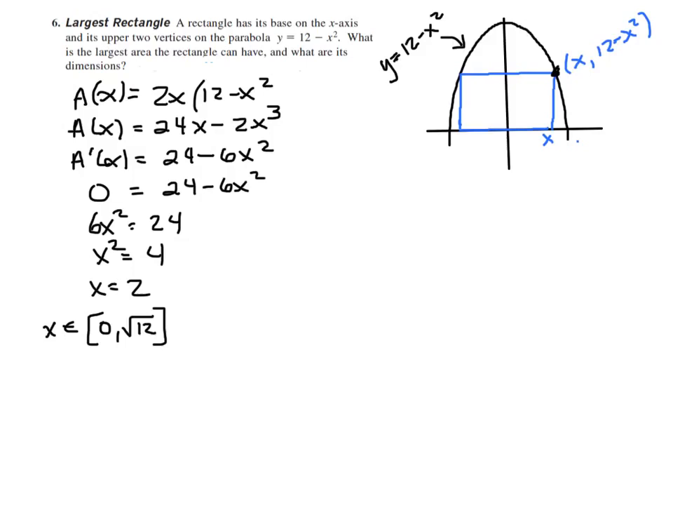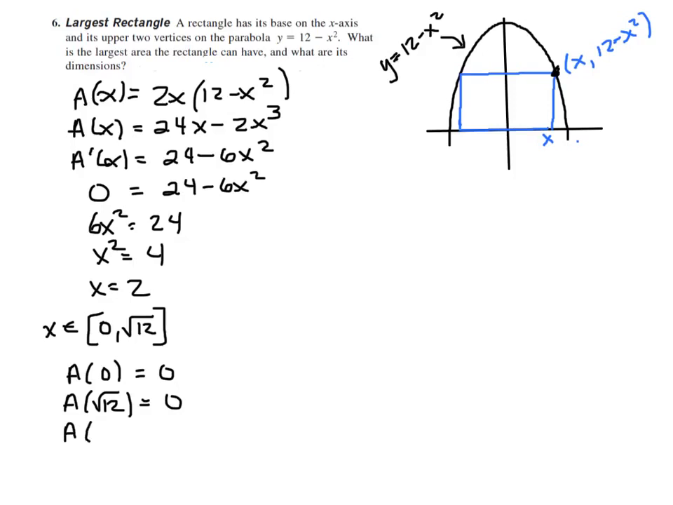So we will take a look at A of 0. If I plug a 0 into our equation for A of x, we will get 0. And of course, if we plug in the square root of 12, we will also get 0.